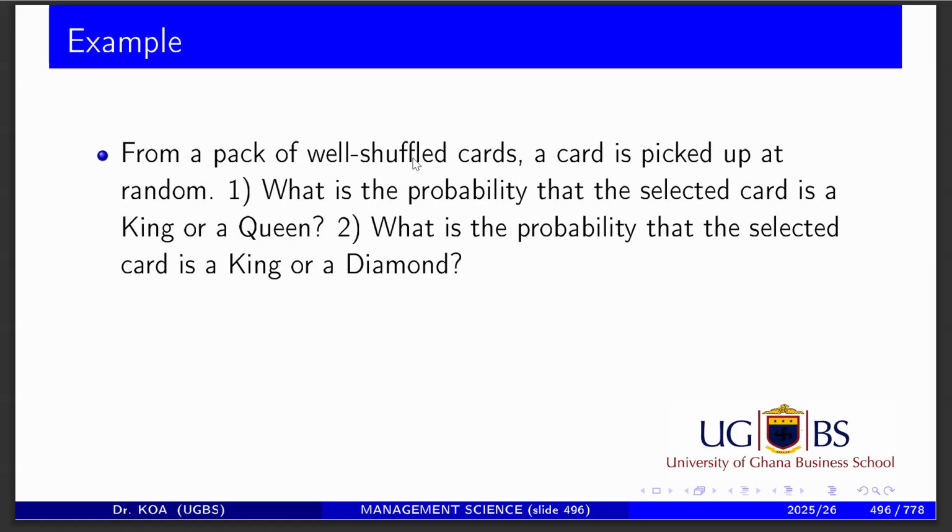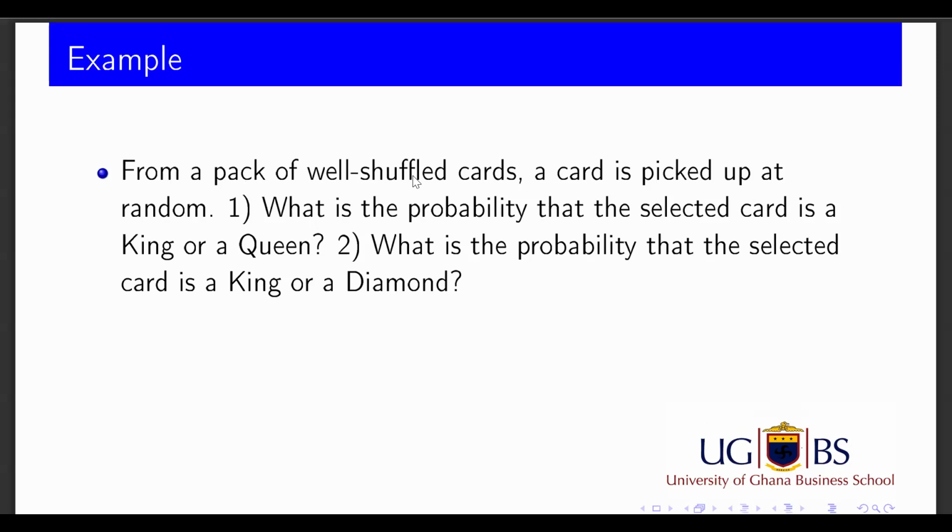Let me see the next person. You need a process, as in how I arrived at that answer. Jerry: So a king or a queen is going to be the probability of a king plus the probability of a queen. And so that's going to be 4 over 52 plus 4 over 52.